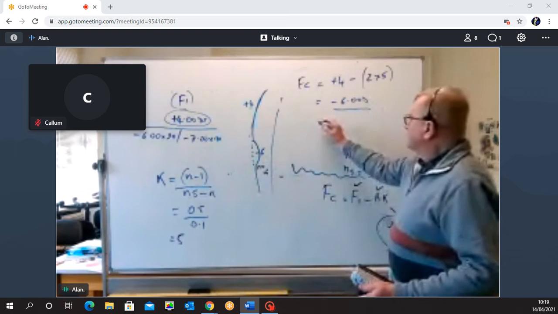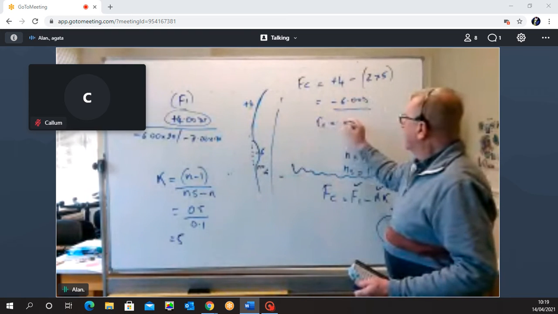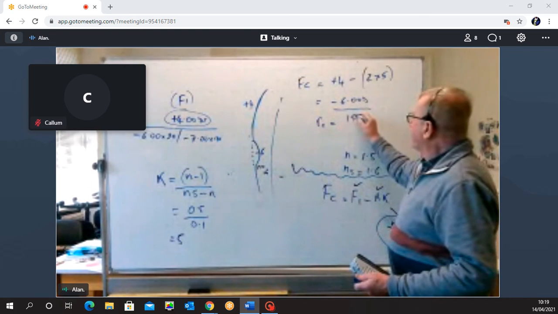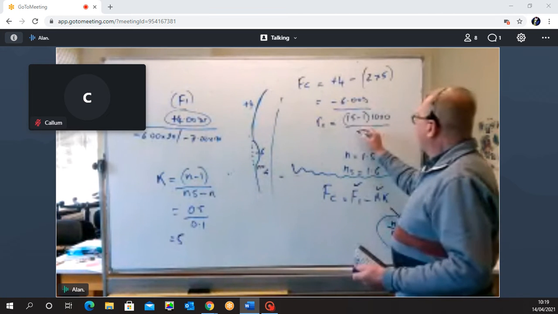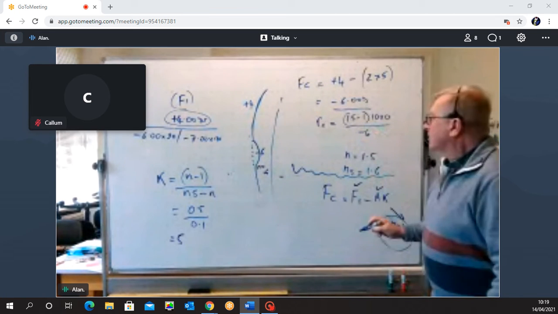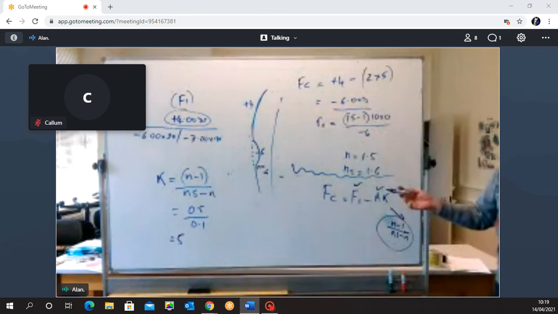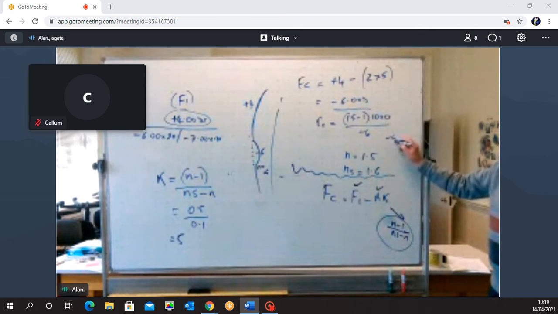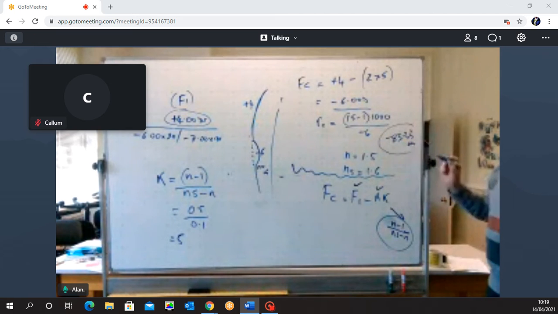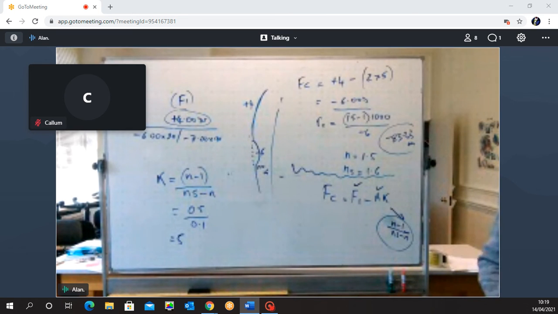So to find the radius of curvature, RC, if you like, will be n minus 1, 1.5 minus 1, times 1,000 divided by FC, which is minus 6. Do you see what I mean? I mean, you can do it, but that's what you have to do. It's 500 divided by 6, it's 1,000 divided by 12. It's minus 83.33 millimeters, if you want to do it, right? So they quite often ask for that radius of curvature.